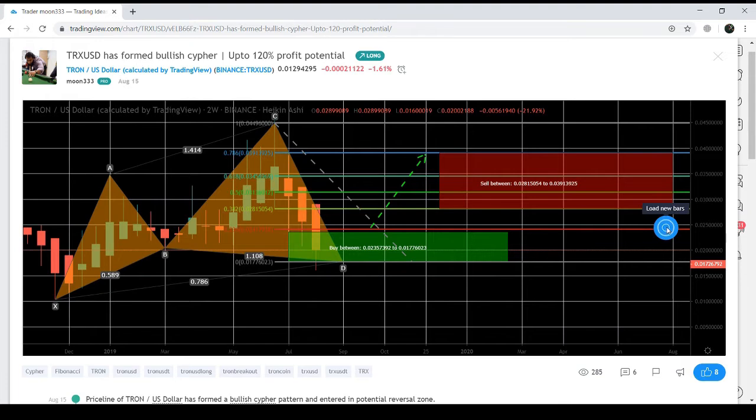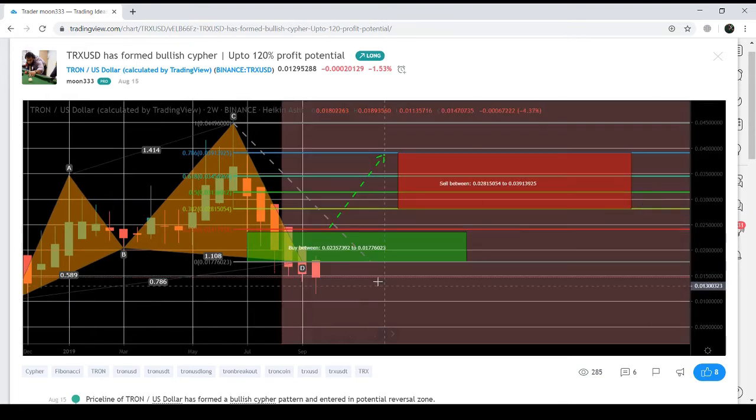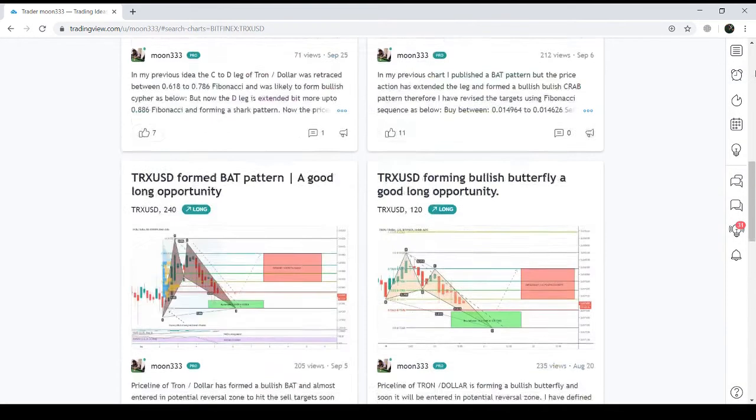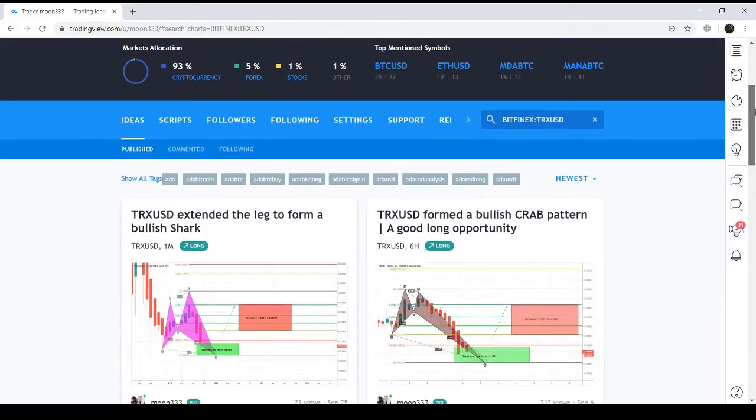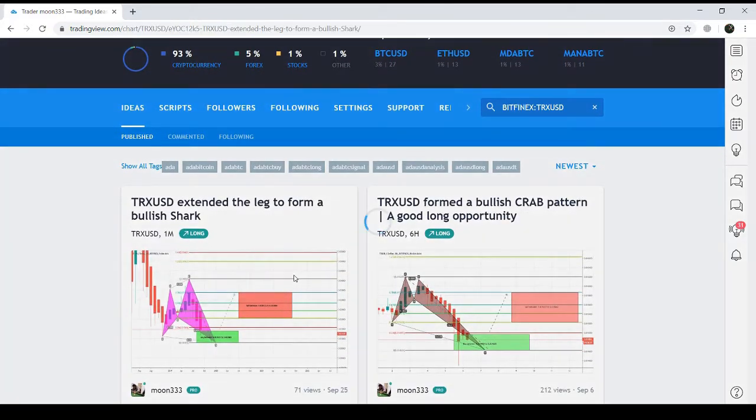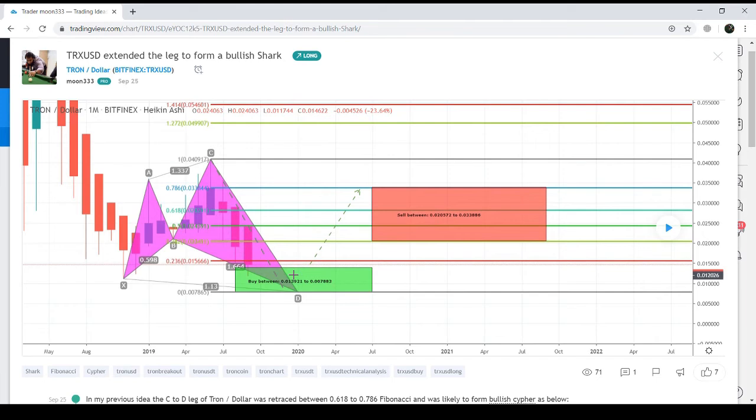So far the price action did not break this potential reversal zone because so far the candlestick is not completely closed below this potential reversal zone. But now the leg has entered the potential reversal zone of shark pattern. Therefore, I've posted the new idea accordingly, and this is my new shark idea. I've posted on 1 month chart yesterday on 25th of September.